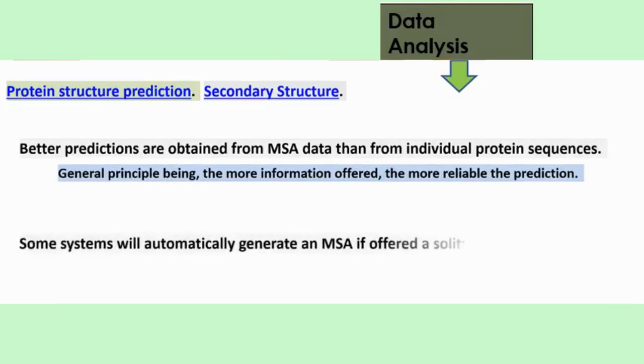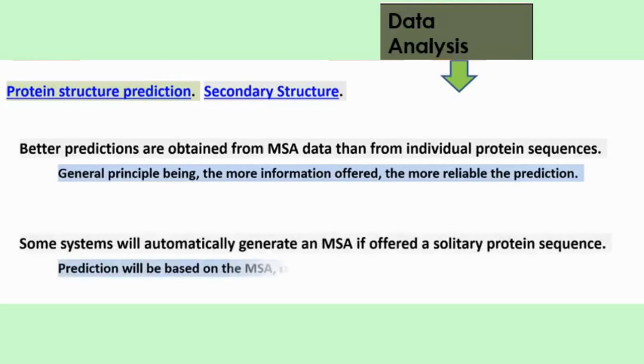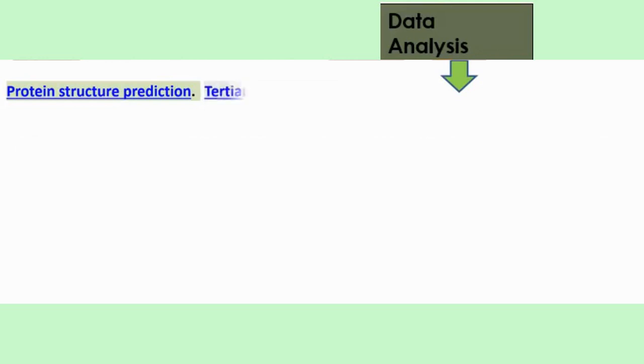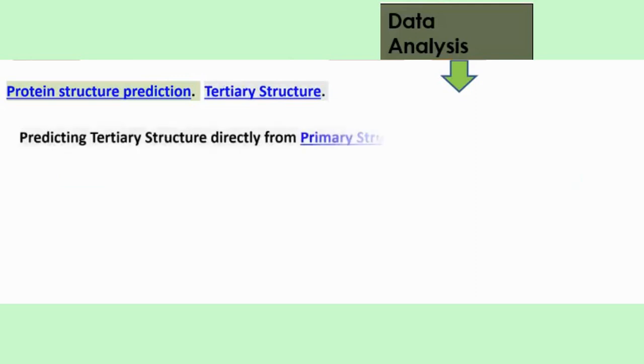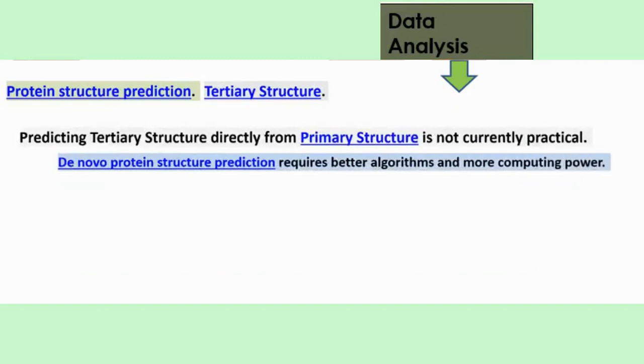The best systems, when offered a single protein sequence to analyze, will automatically generate an MSA by searching and aligning similar sequences detected in appropriate sequence databases. Thus the system insists on only analyzing MSAs, in preference to single protein sequences. Predicting tertiary protein structure is rather more difficult to achieve. De novo protein structure prediction is the prediction of tertiary structure directly from primary structure, that is the protein sequence.